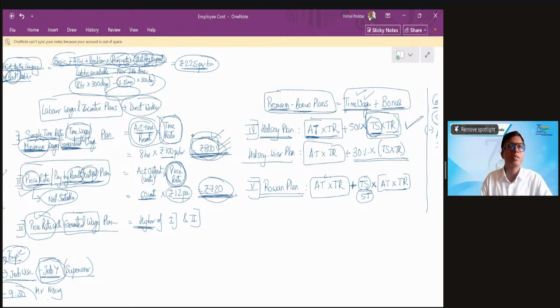Gunjan beta, TR is time rate. So where we are making payment on the basis of time, our wages are fixed per hour. So the number of hours you are present multiplied by the per hour wages. That per hour wage is called the time rate.